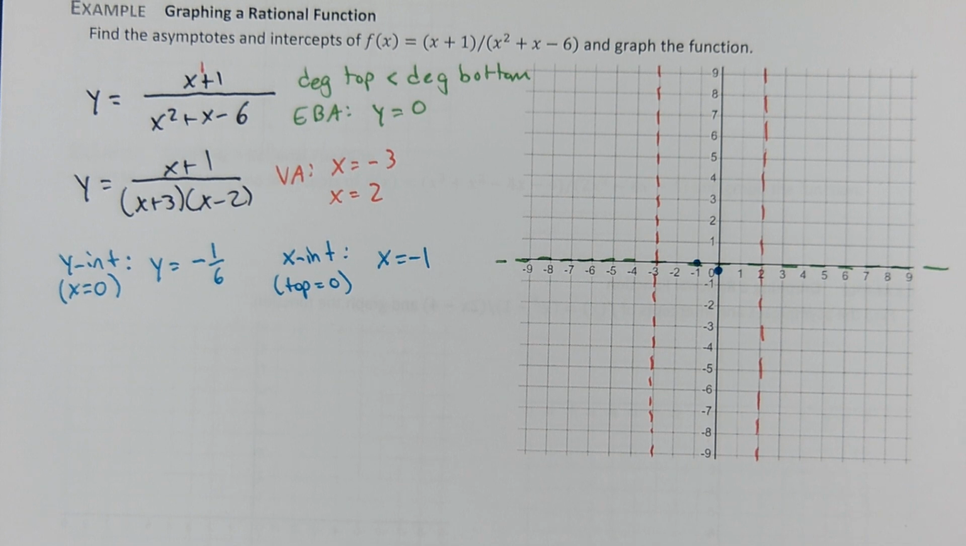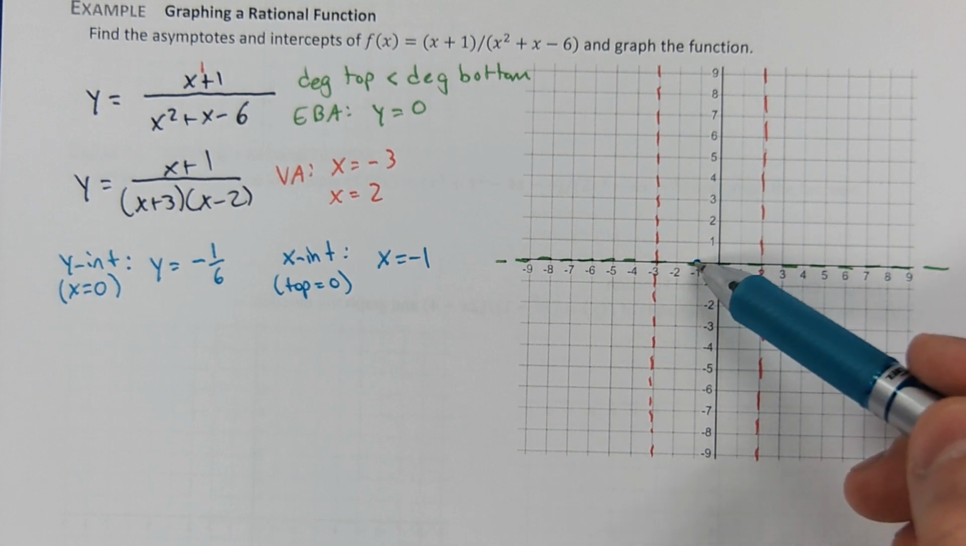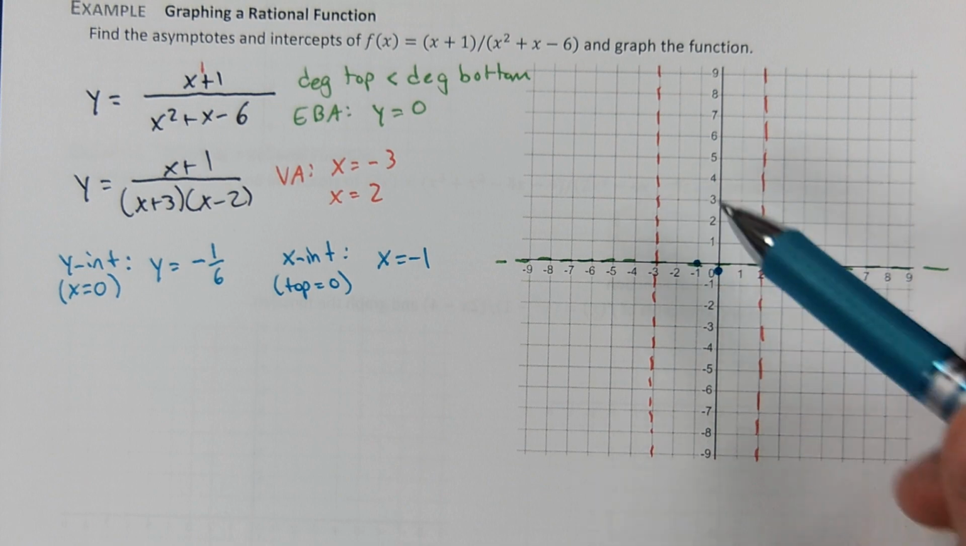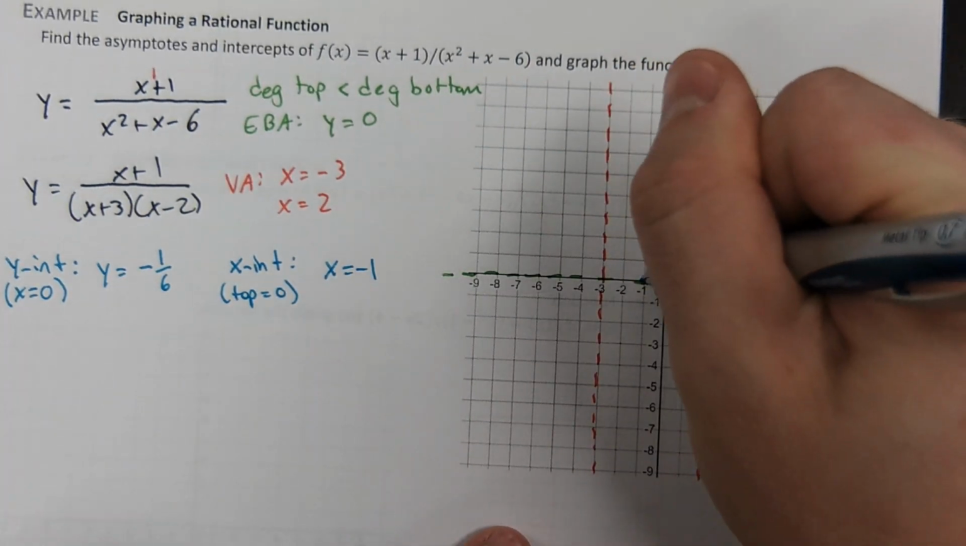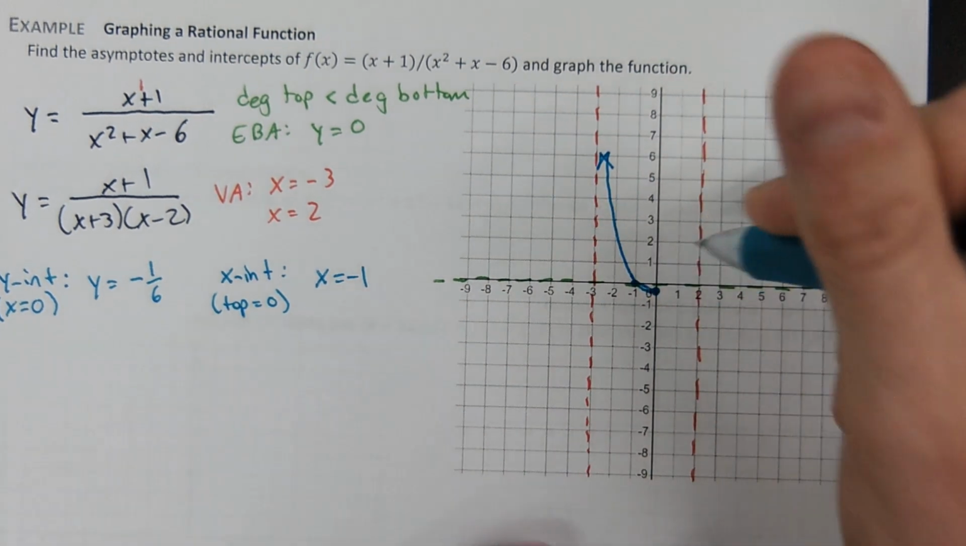Told you a definition of an asymptote is something that your graph is going to get infinitely close to. And I can see that as I go to the left of this point, I have to go up to get to this dot. And I have to get infinitely close to this. So that automatically forces my graph to look like this. So I know that much at least.